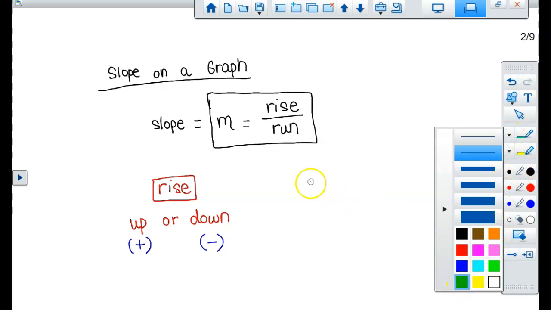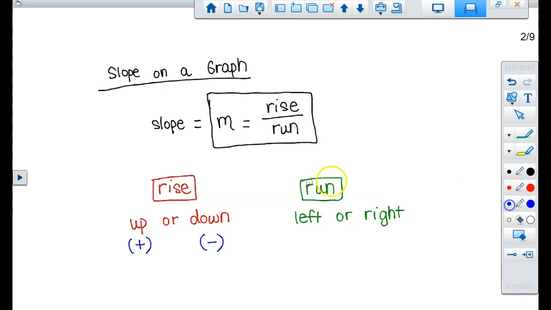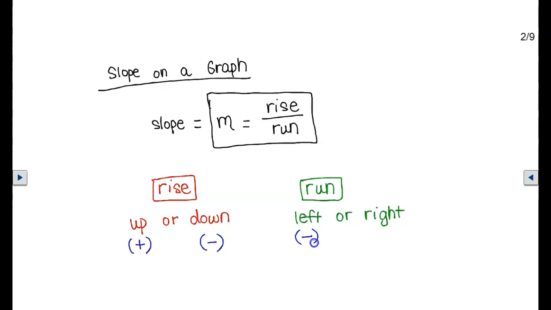When we talk about run, run is allowed to go to the left or to the right. To the left or to the right. If the run goes left, it is negative, and if the run goes right, it is positive. So this is our definition for slope on a graph, rise over run, and this is what you need to know about each one: the rise can go up or down. Up is a positive rise, down is a negative rise. Run can go either left or right. Left is a negative run, and right is a positive run.